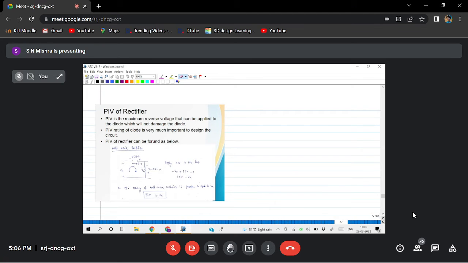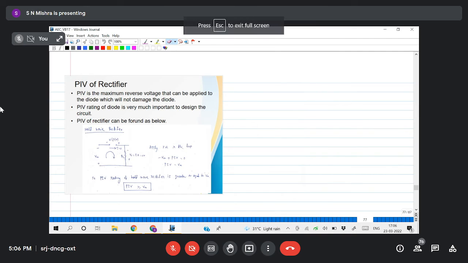Upon PIV, we can decide which rectifier is good. That means we already saw that half wave is not good because of efficiency.